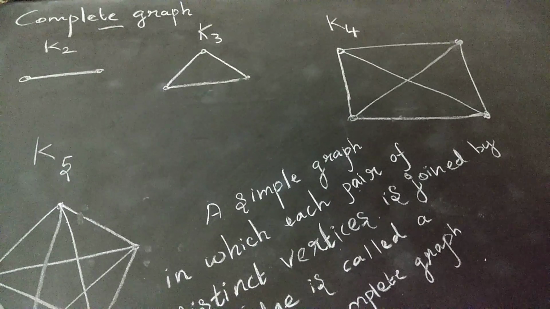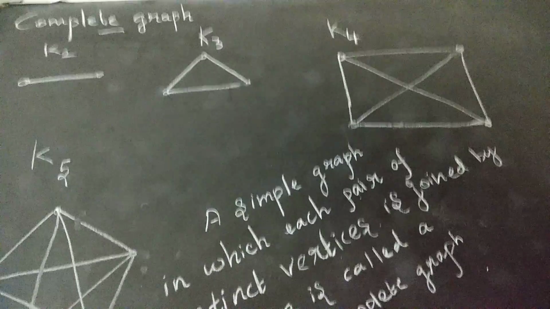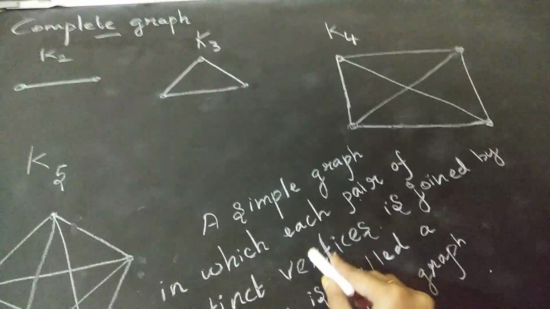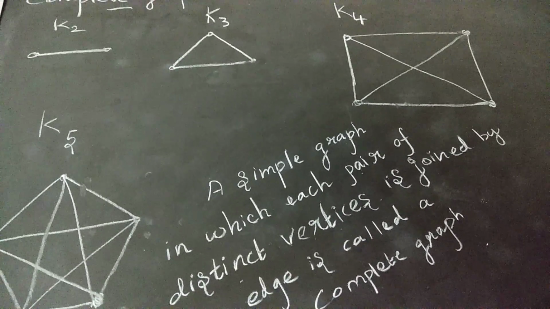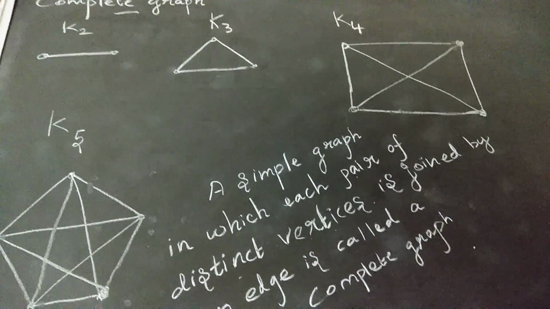I will be explaining what is called a complete graph. So here you can see the definition of complete graph. Let us read it. A simple graph. It means what? A complete graph. First, it should be a simple graph.